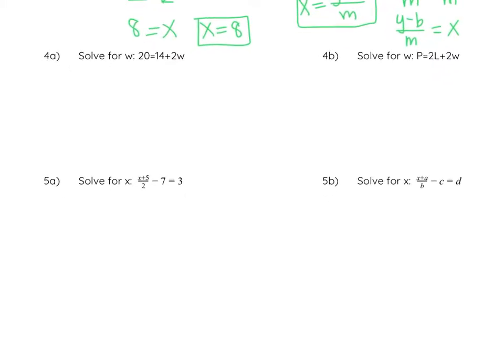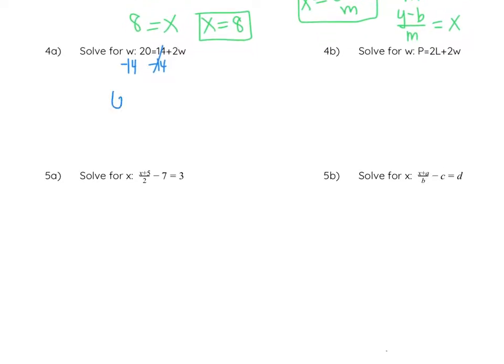To get w by itself, the first thing I'm going to do is move this 14 over. What I do to one side, do to the other. This gives me 20 minus 14, which is 6, equals 2w. The next thing I need to do to get w by itself is divide both sides by 2. The reason I'm dividing is because this is multiplication, and division is the inverse of multiplication. So my solution here is that w is equal to 3.